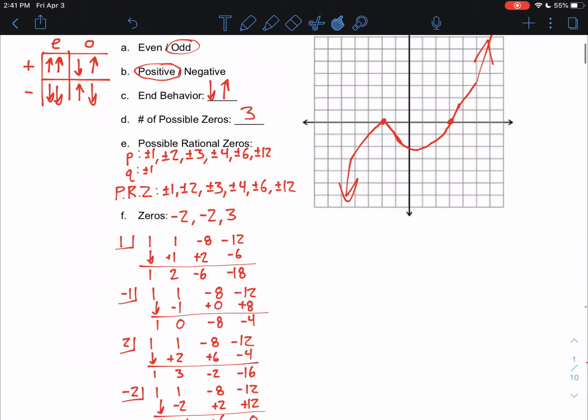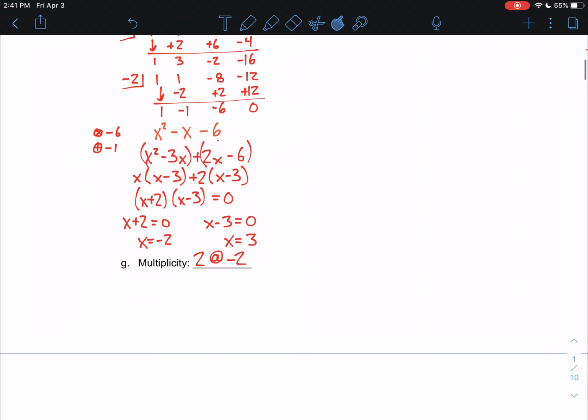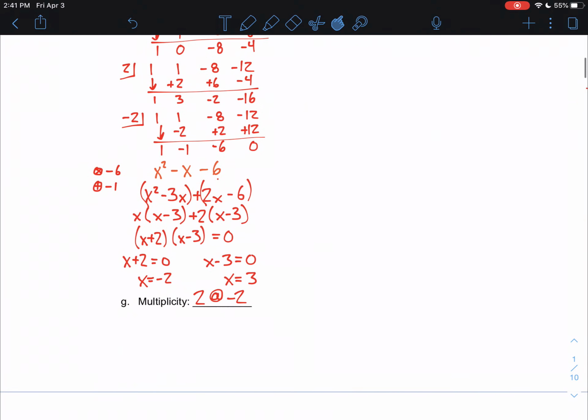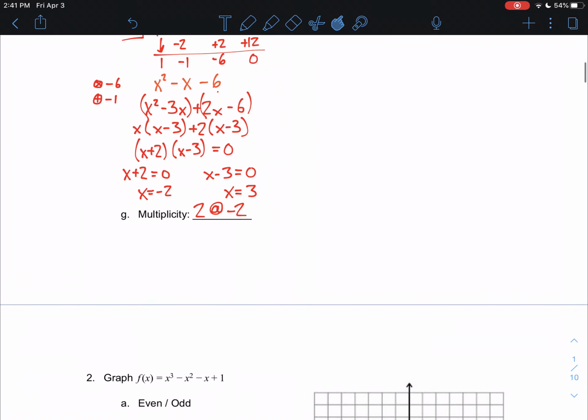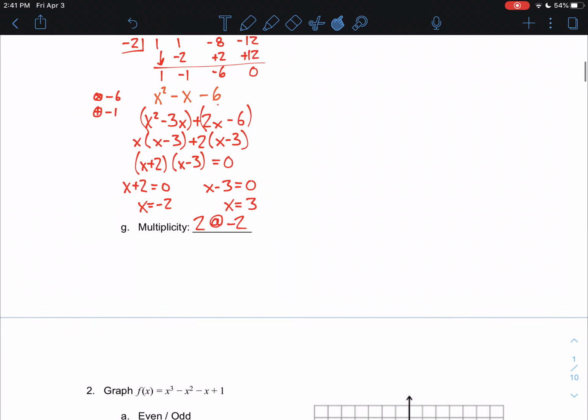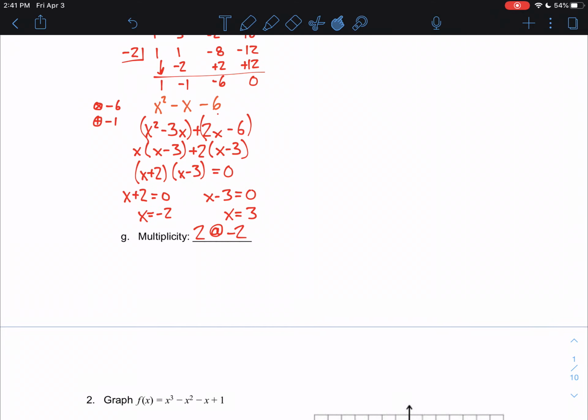Even or odd, I think that was like unit 1 that we learned about, even or odd and positive or negative. And multiplicity, I know that's new. Multiplicity, yeah, how many times does a certain number occur? For this problem, -2 occurred twice, so we said it had a multiplicity of 2, because it was twice, at -2, because -2 is the number that occurred twice. And I believe that's it.